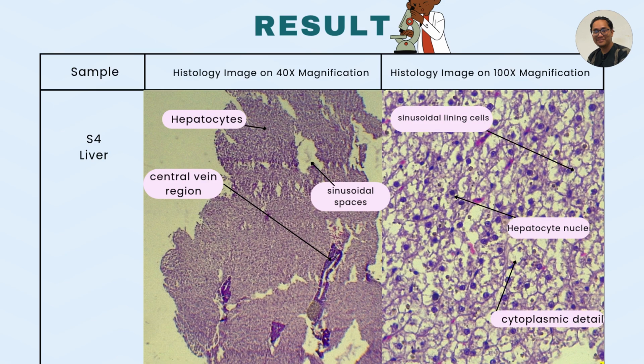At 100 times magnification, we can get a clear view of the hepatocyte nuclei, which appear as dark purple round structures within the cells. The cytoplasmic detail of the hepatocytes is more defined, showing a pinkish granular texture. We can also observe the lining cells of the sinusoids, including endothelial cells and possible Kupffer cells, which are a part of the liver immune function.